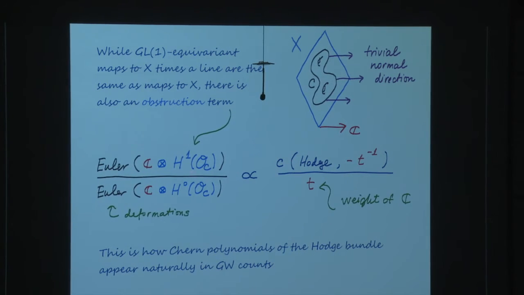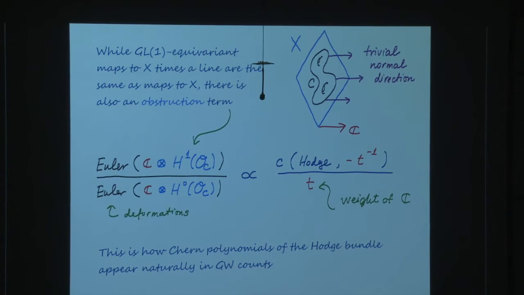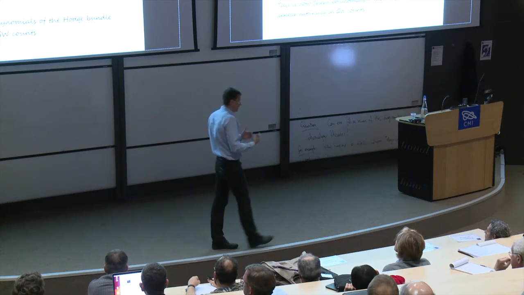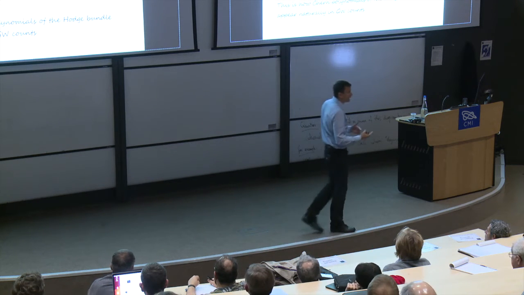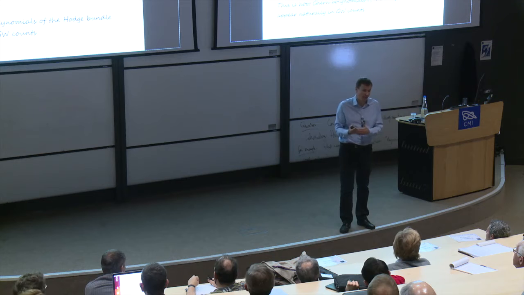And so then, that's the Euler class, so again, the obstruction bundle is the first cohomology of the normal bundle to the curve. So that will be the dual of the Hodge bundle, because H1 of OC is the dual of the Hodge bundle. And then if you take the Euler class of a vector bundle twisted by a one-dimensional representation, that comes out to be just the Chern polynomial of my original bundle. And so this example says that if in equivariant theory I take my target X and cross it just with a line, then all I get is an insertion of the Chern polynomial of the Hodge bundle.